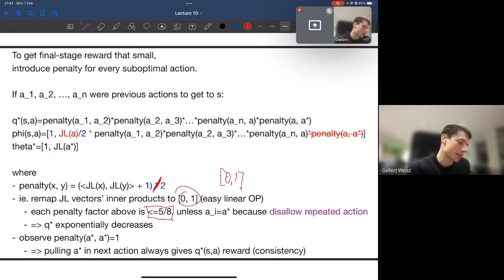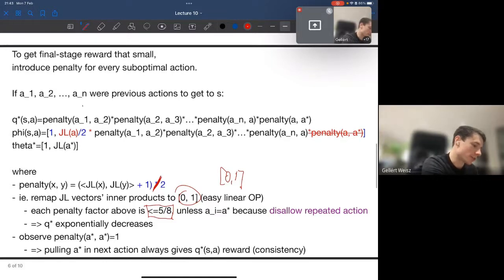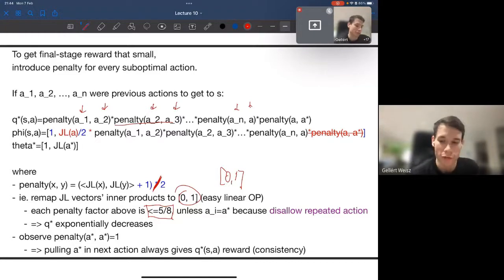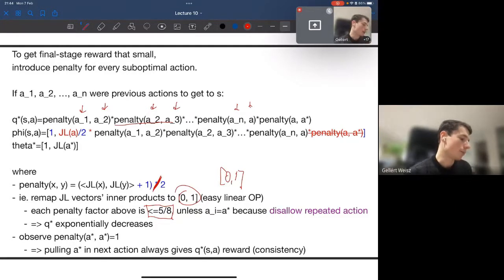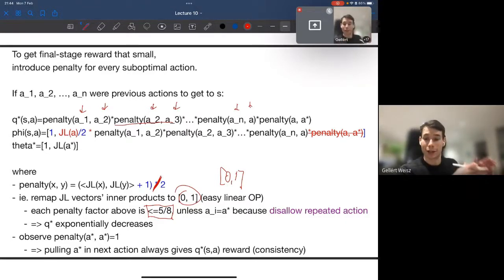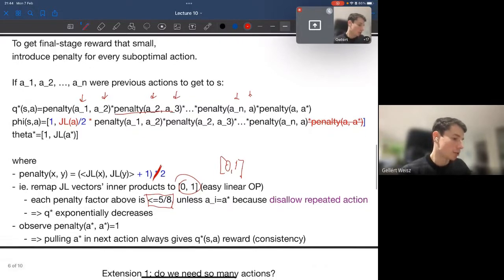We disallow that, and because of that, if you look at these penalty factors, these A's have to be different from each other, these consecutive A's. And that means these penalty factors will all be less than this 5/8 constant, unless you take the optimal action, which you can take, and then you're done, and you get the best reward. And because these penalty factors are some constant, the longer you keep playing, if you don't find the A star, the lower your Q star is going to be, at this exponential-in-age rate. Okay, so that's really it.